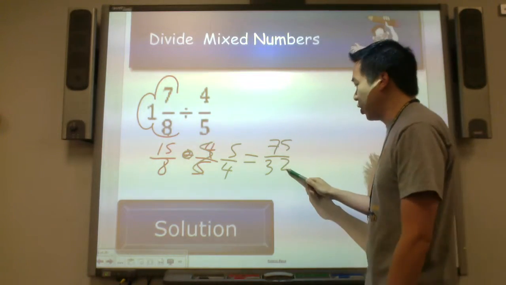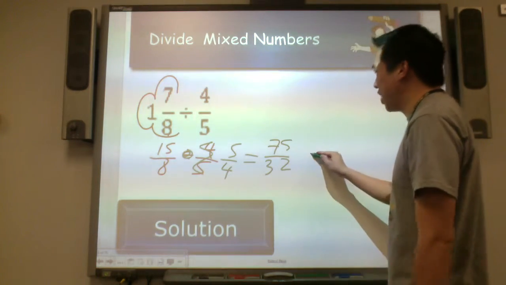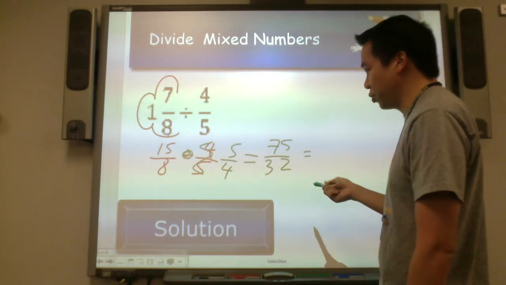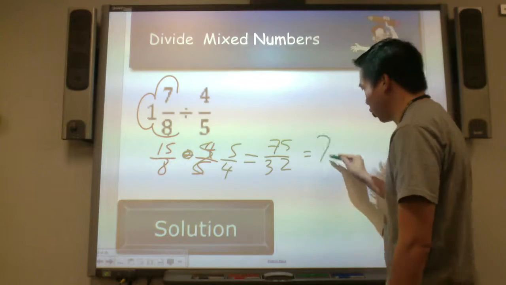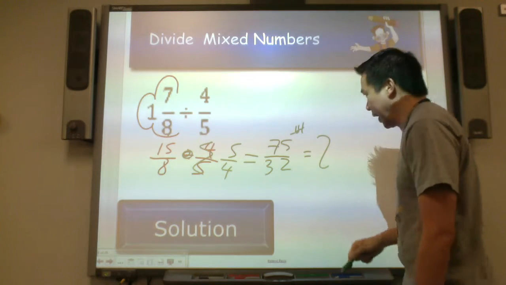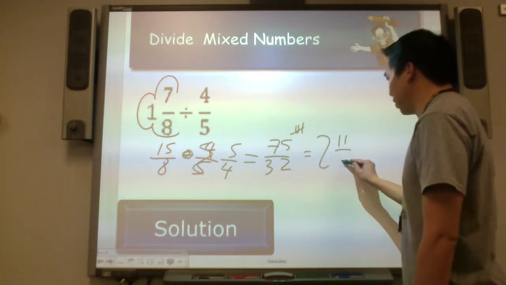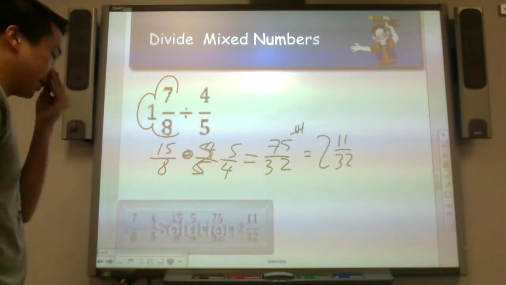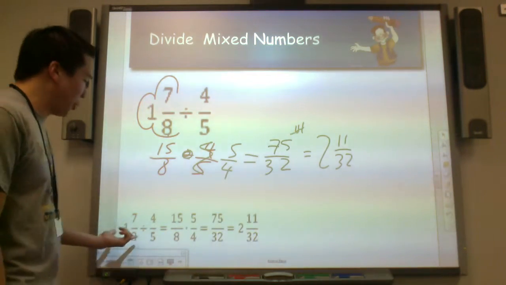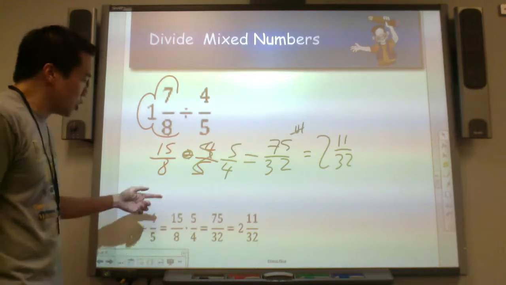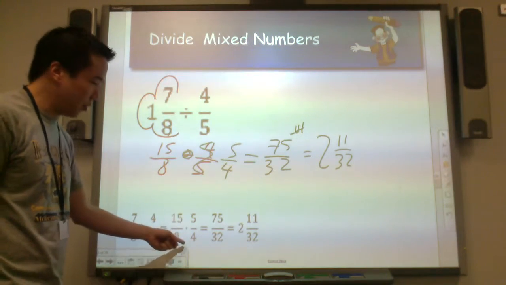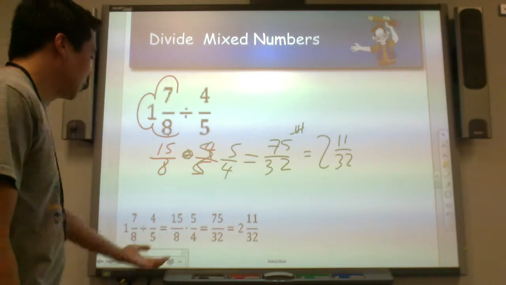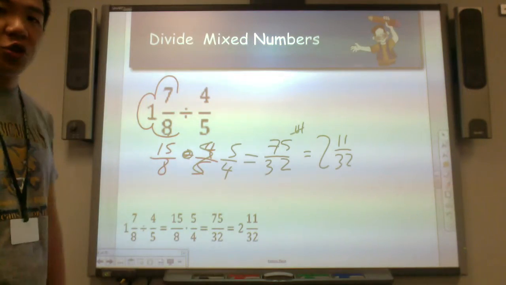But how many 32s go into 75? Let's see. One group of 32, two groups of 32 is 64. Two groups, and your remainder will be 11/32. 2 and 11/32. Let's look at our solution, see if we did it correctly. We did. So 1 and 7/8 divided by 4/5 is equivalent to 15/8 times 5/4. And then you multiply and you get 75/32, which is 2 and 11/32.